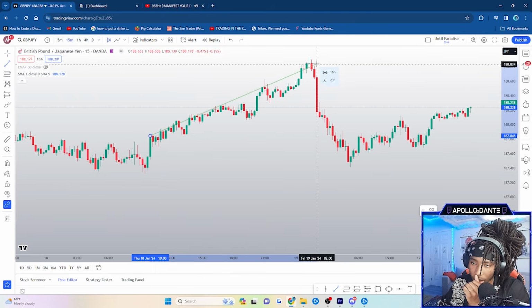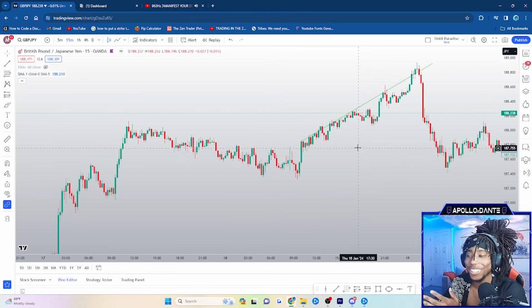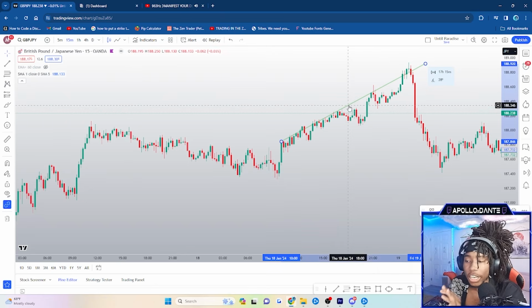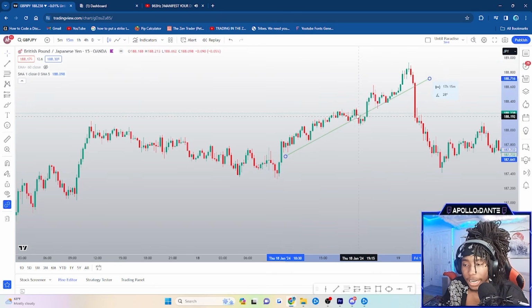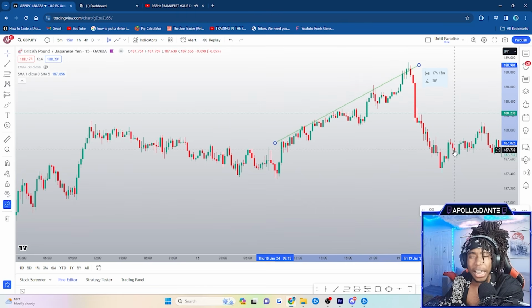Beginners will do this. Send me a trend line doing this. What are you tracking? This is so wild to me. If we're going up, the first thing I want to track is the buyers. Why are you drawing a trend line on the opposite side?